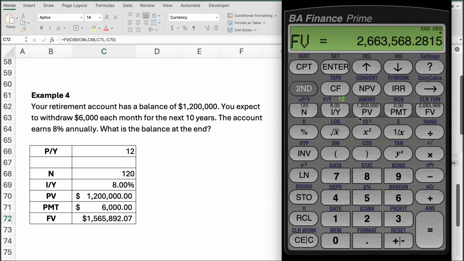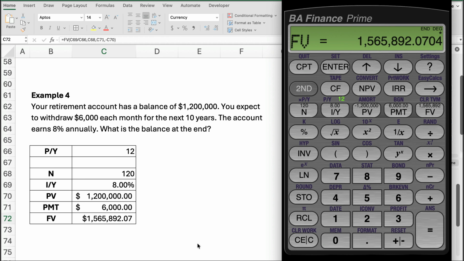That's out of our pocket. 1.2 million, that's negative. We're going to receive the $6,000 is a plus, so that's a payment. And then compute future value is $1,565,892. So it gets tricky.